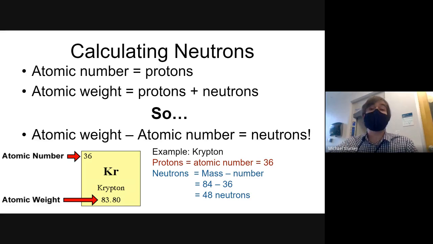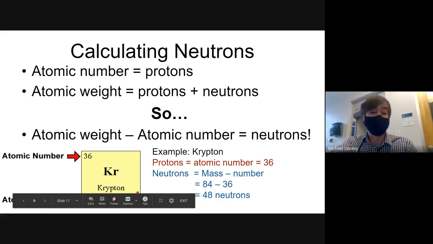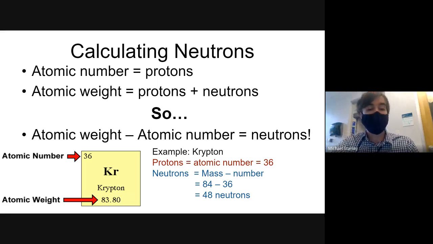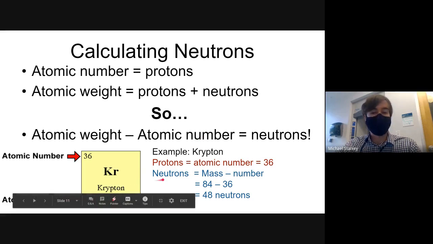Make sure to remember that, because a lot of times I see people forget that after a couple days and they assume that the atomic weight is the exact same as the number of neutrons. Not the case. The weight minus the number is the neutrons. So you have to do a little bit of subtraction in order to calculate your neutrons. All right, so 84 is the weight, 36 is the protons. Weight minus protons gives us neutrons, 48 neutrons in krypton.